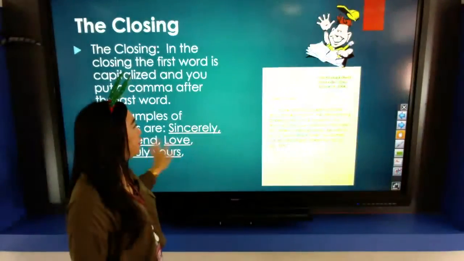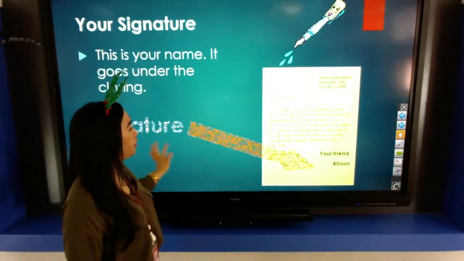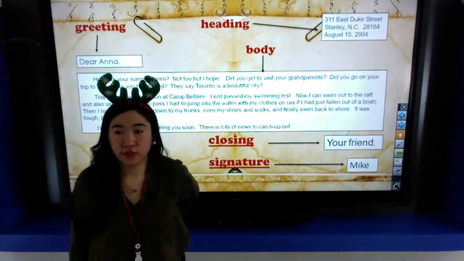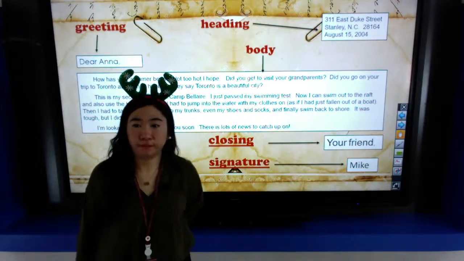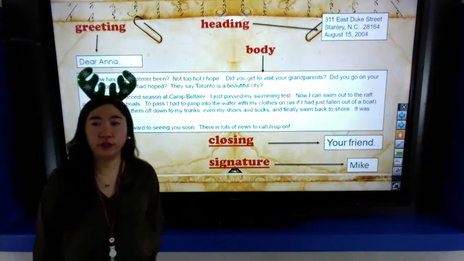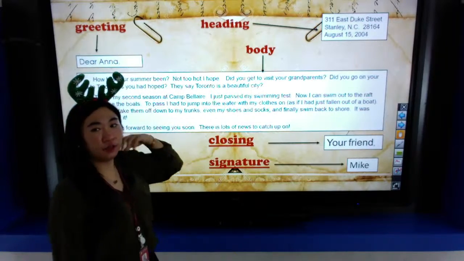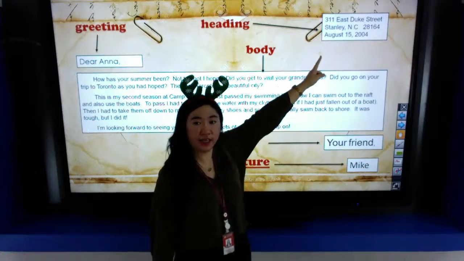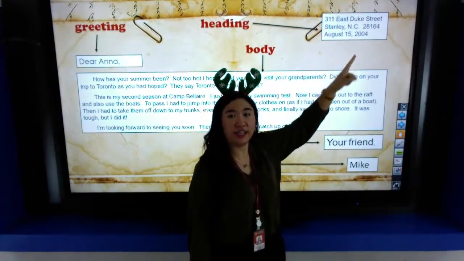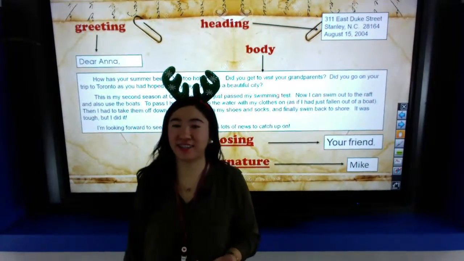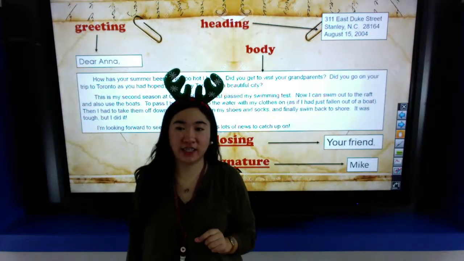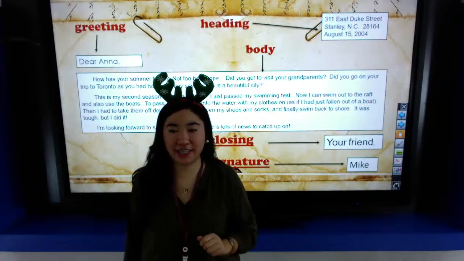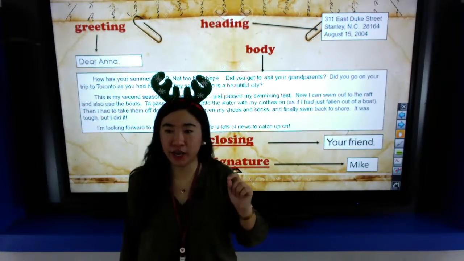Okay, now let's review everything. Please comment in English. The first one is, what do you call this one? The address. And you write here the address and the date. What do you call it? What do you call it when you write the address and the date? Can you comment your answer?